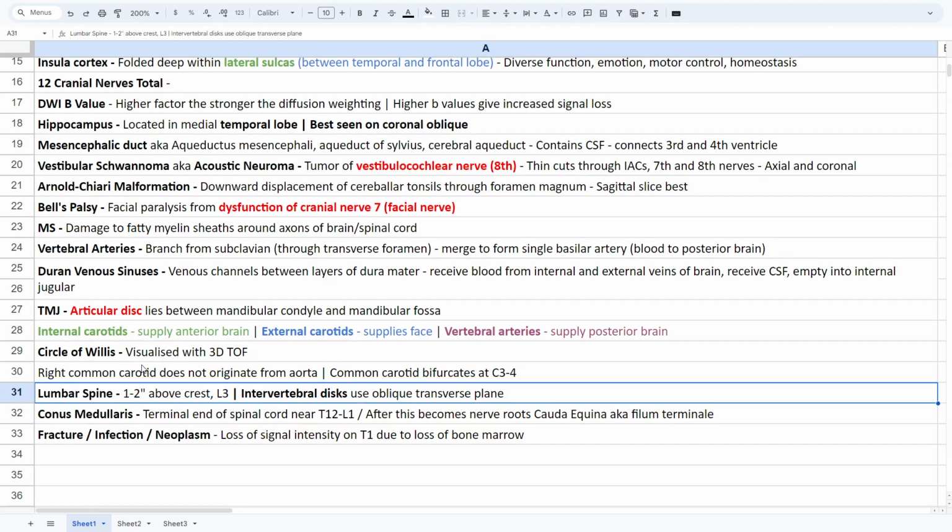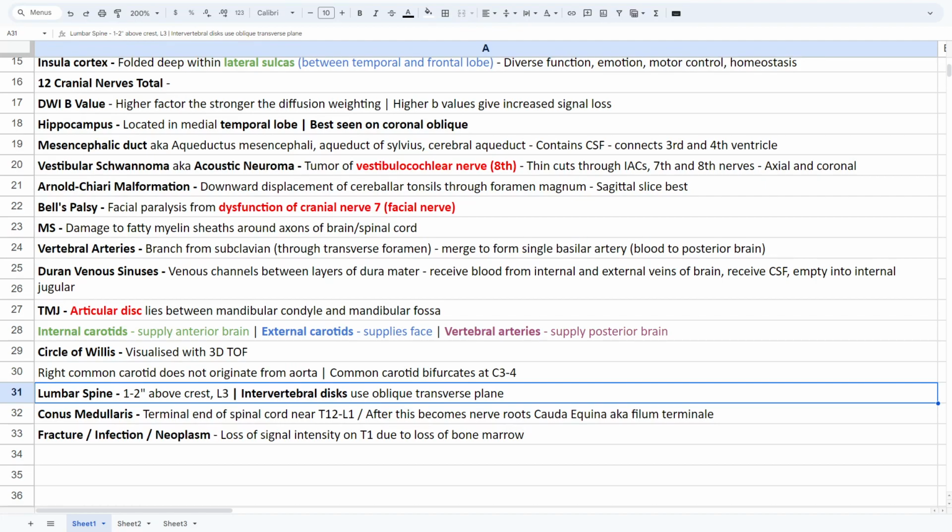Centering for a lumbar spine is 1 to 2 inches above the crest around L3. For intervertebral disc, you use oblique transverse planes to visualize. Conus medullaris is the terminal end of the spinal cord near T12-L1. After this, it becomes nerve roots called cauda equina and filum terminale.